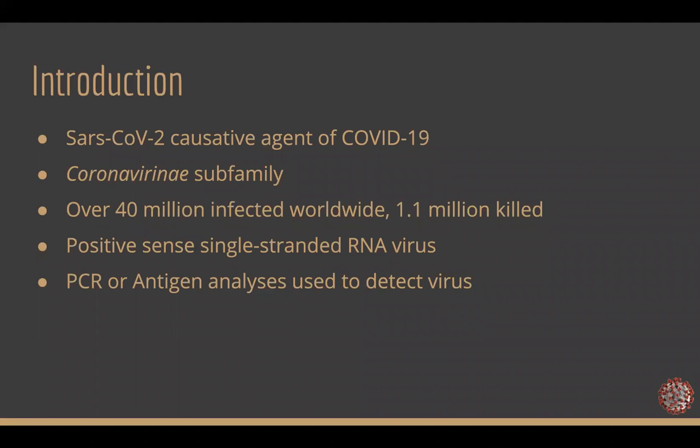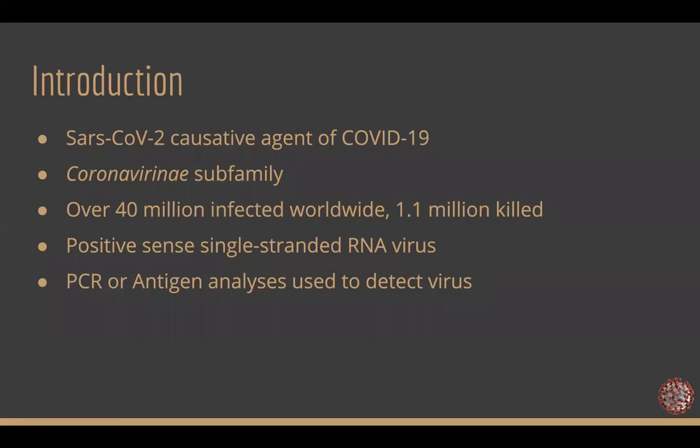SARS-CoV-2 is a causative agent of COVID-19. To put this simply, SARS-CoV-2 is a virus that causes the disease known as COVID-19. SARS-CoV-2 is a member of the coronavirinae subfamily, other members being SARS-CoV-1 and MERS-CoV, both of which had outbreaks in 2003 and 2012 respectively. Over 40 million people have been infected with SARS-CoV-2 worldwide, and 1.1 million people have been killed. These numbers have continued to rise as of October 21st.